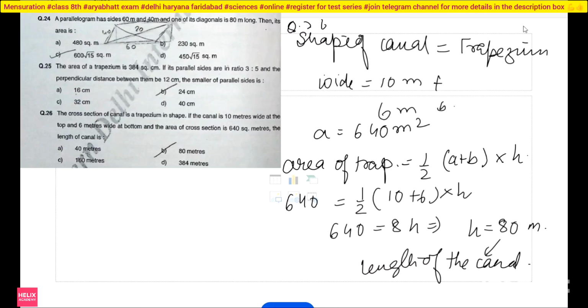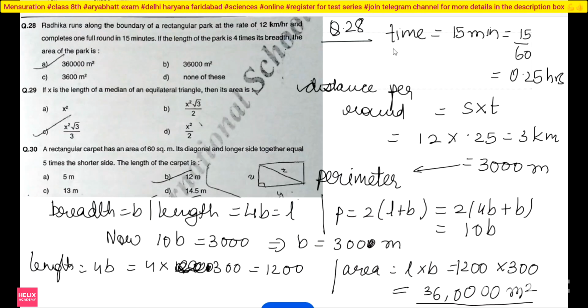Note it down very fast. What are you getting? How do I solve this? I just convert time into hours, right? So it's 0.25. Now distance per round is speed into time. So 12 into 0.25, I am getting 3 kilometer. That is 3,000 meter. Then perimeter. This is nothing but the perimeter.